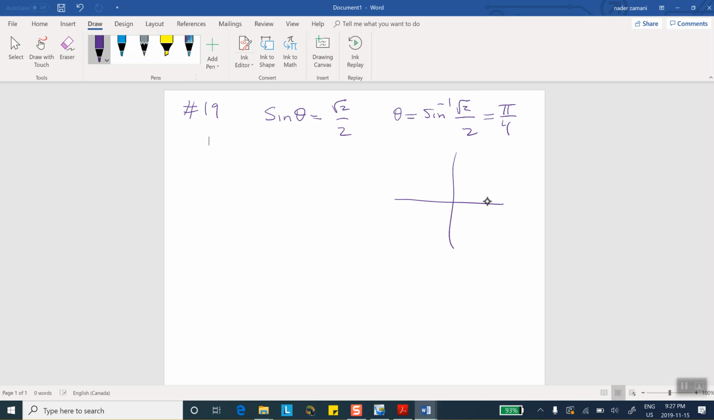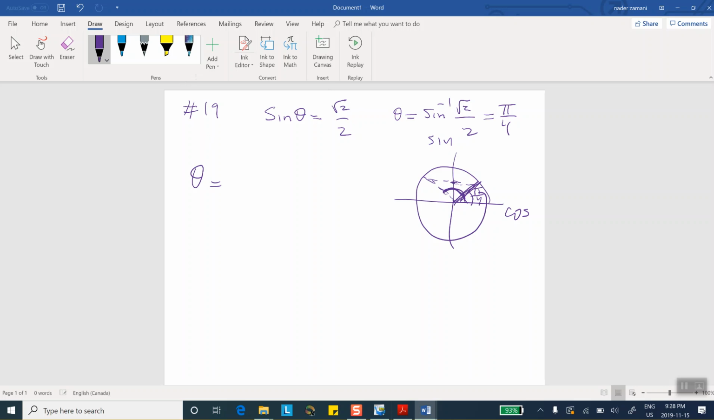So let's plot it and see what happens. This was cosine. This is sine. Root 2 over 2 is somewhere here. The angle that we got is this one, pi over 4. But there's another one on this side, which is 3 pi over 4. This angle, 3 pi over 4, also has a sine of root 2 over 2, okay?